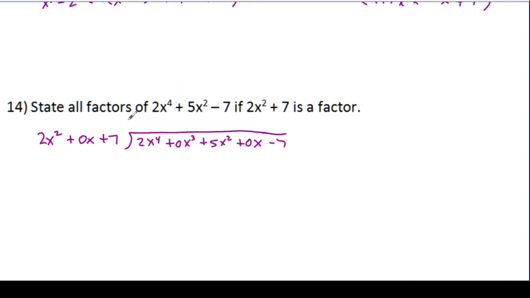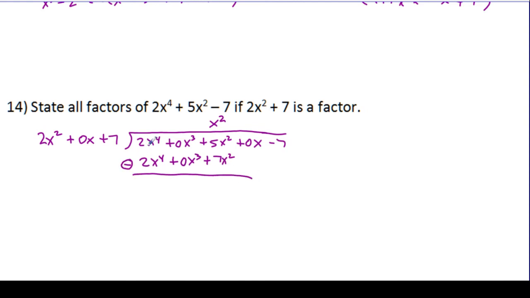So I need to turn 2x squared into 2x to the fourth. I'm going to do that by multiplying by x squared. So x squared times 2x squared is 2x to the fourth. X squared times 0x is 0x cubed. X squared times 7 is 7x squared. All right, let's do our subtraction.